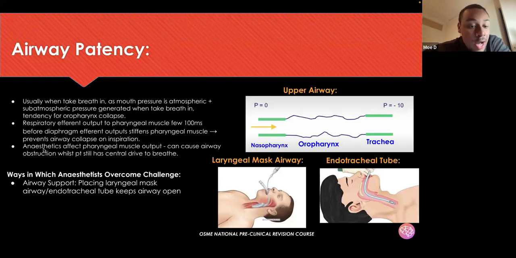But what anesthetics do is that they affect the output to those pharyngeal muscles, so you don't get that pharyngeal muscle stiffening before your diaphragm is going to contract, before you're going to take that breath in. So it can cause airway obstruction in the patient whilst that patient still has the central drive to breathe. And so ways in which anesthetists try to overcome this challenge is through airway support. So before the operation, they'll place a laryngeal mask airway or an endotracheal tube into the airway to keep the airway open, and also to more easily deliver volatile anesthetics to the lung.